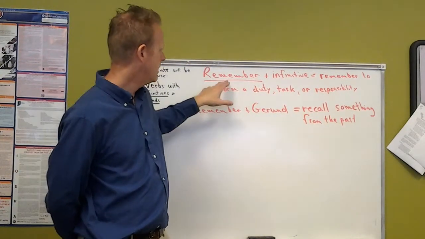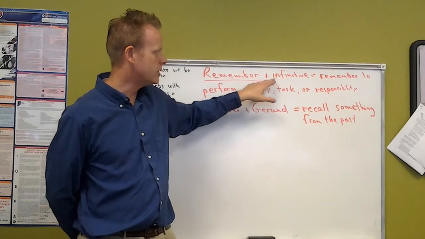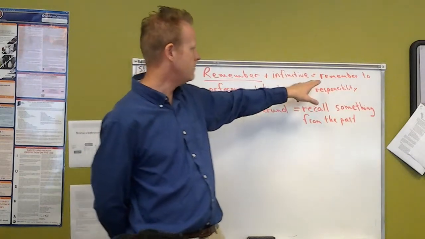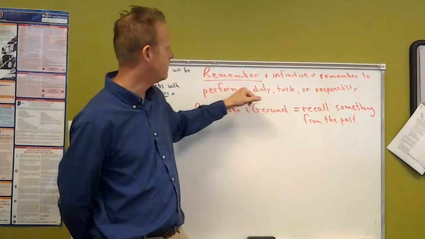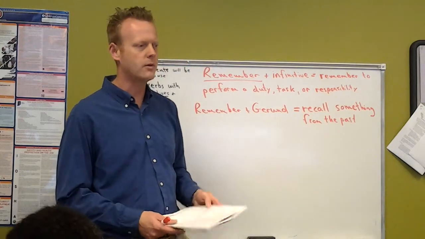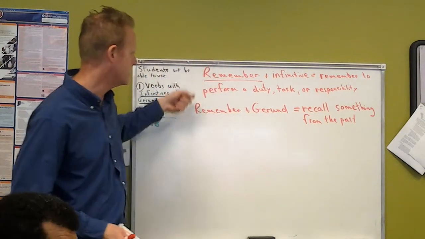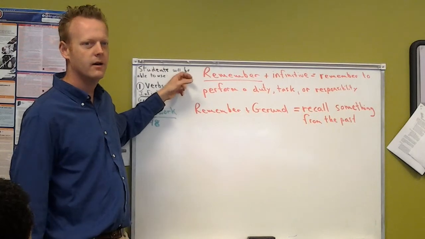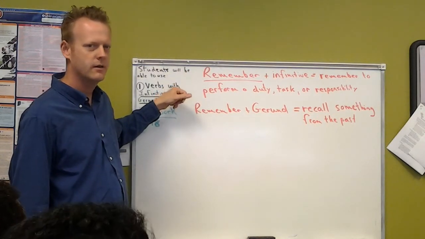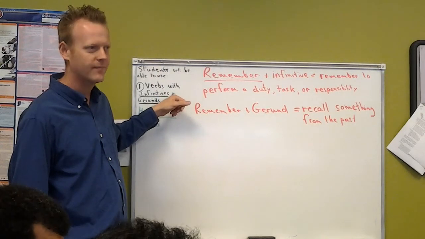So anytime you stick remember plus the verb ing, it just means you remember something from the past. If you stick remember plus the infinitive, which is to plus the verb, then it changes it. It means to remember to perform a task, duty, or responsibility. All right, so I'm going to put one out there. You tell me which one. I remembered to eat lunch yesterday. Yeah, the first one.